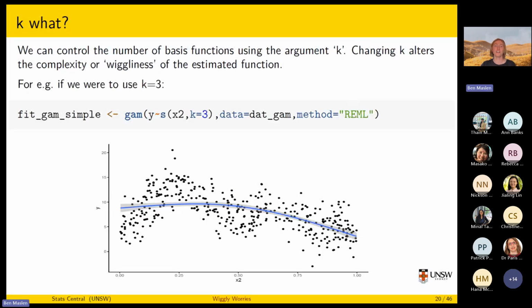An important thing to consider is this k argument. We can control the number of basis functions used to estimate our splines using the argument k. Changing k alters the complexity or the wiggliness of our estimated function. For instance, if we were to use k equals 3, we'd get a much less wiggly curve. It's trying to fit to the data, but it's struggling. It doesn't have enough terms or enough basis functions to accurately capture this wiggly relationship.